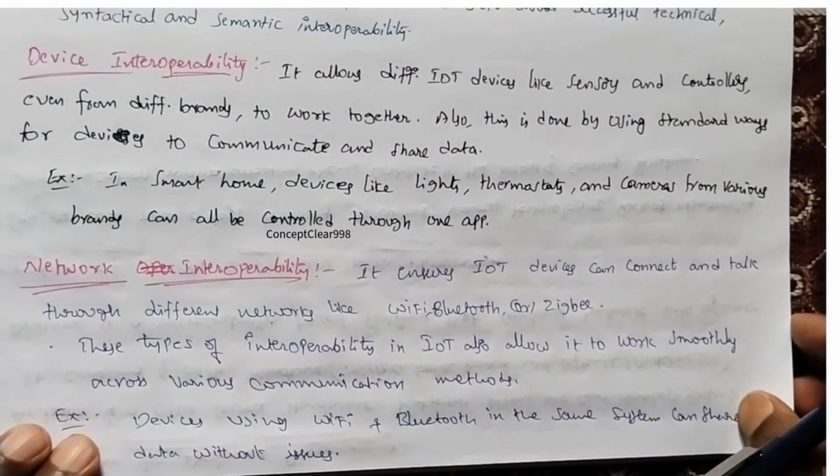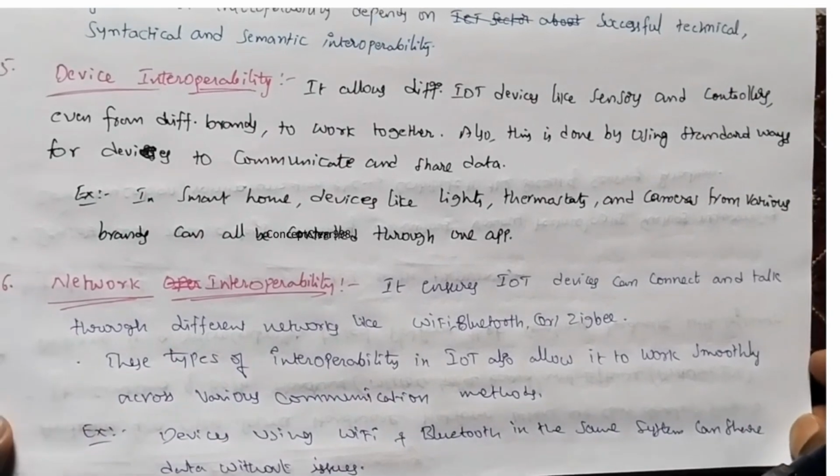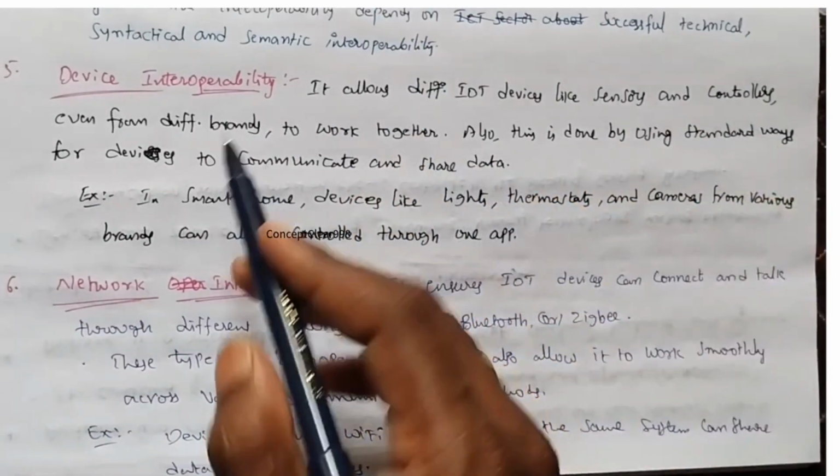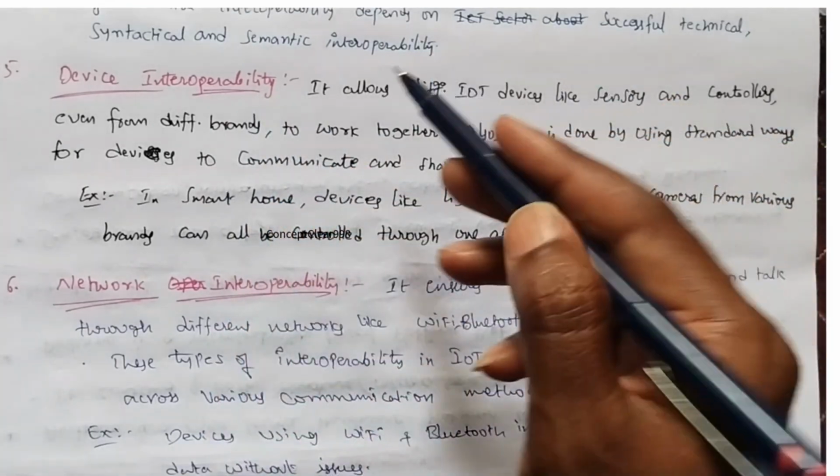Exchange from one system to another system, or one machine to another machine, that is called organizational interoperability. The next one is device interoperability. What is the meaning of device interoperability?